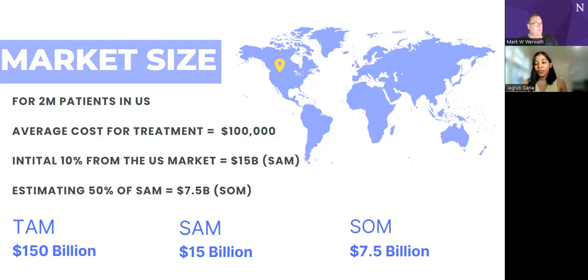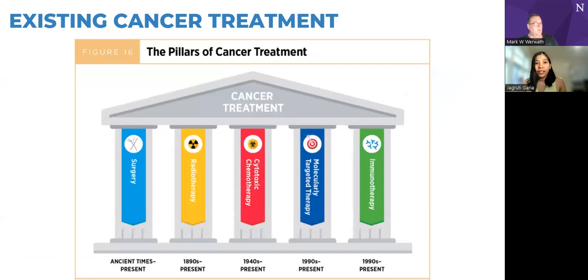Looking at the existing cancer treatments, right now we have five types, starting with surgery, which is from ancient times, going on with radiotherapy and chemotherapy, which are most preferred in these times but come with a lot of side effects and hardships. And then come molecular targeted therapies and immunotherapies. Now we see what's missing in this.